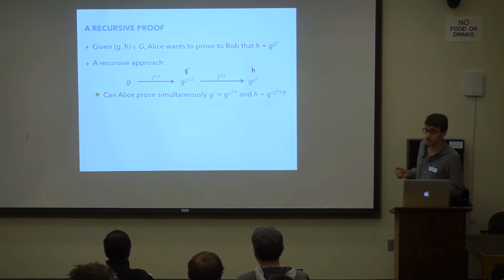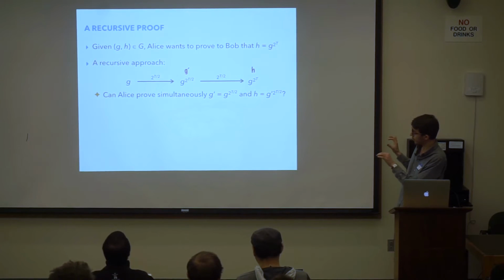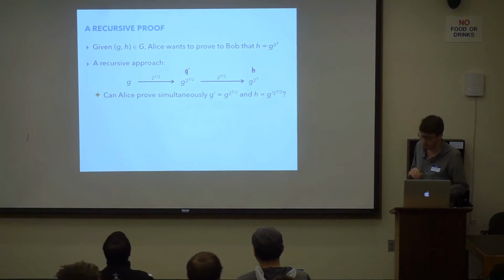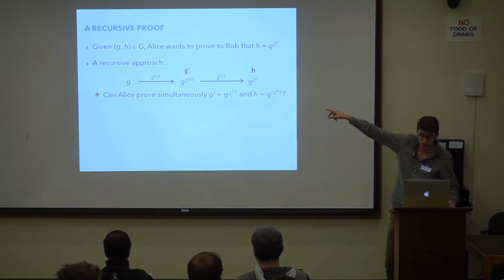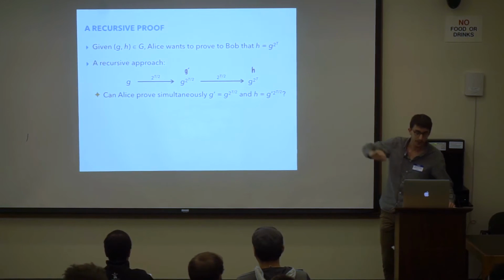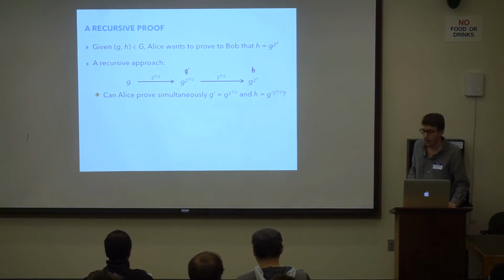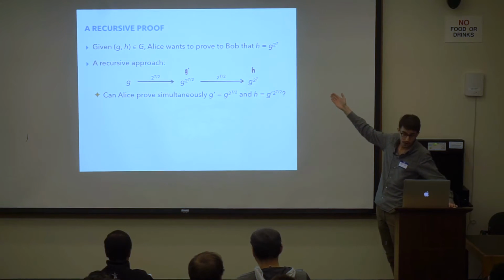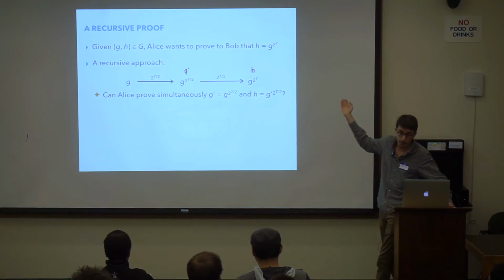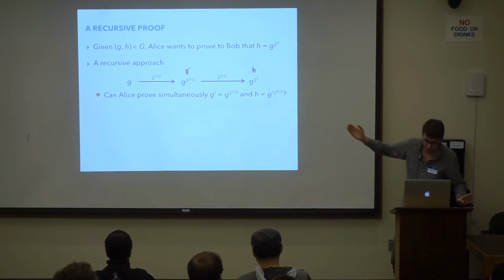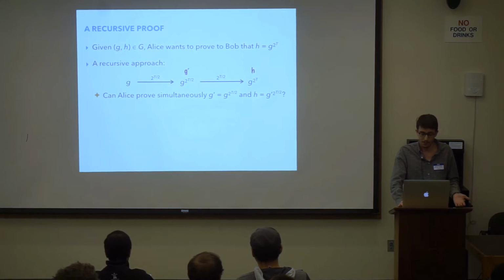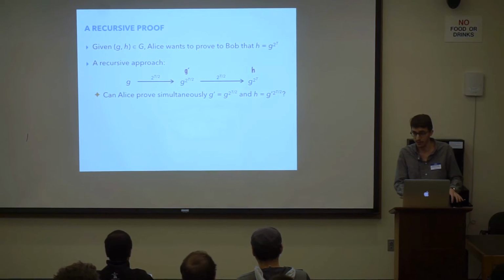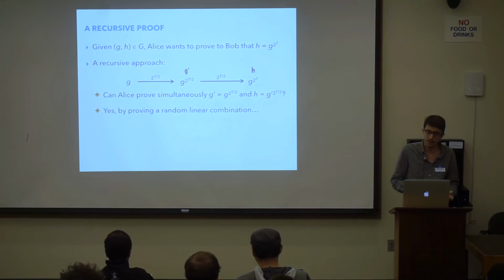The idea is, can Alice prove simultaneously the two pieces of the path? Can she prove simultaneously that g prime, the value in the middle, is the first value raised to the power 2 to the power t over 2, and that h, the last value, is the middle value raised to the power 2 to the power t over 2? If you can prove both of them simultaneously, you can take a recursive approach and divide by 2 the length of what you're trying to prove at each step. And in fact, you can, by using some random linear combination of the two equations that you're trying to prove.